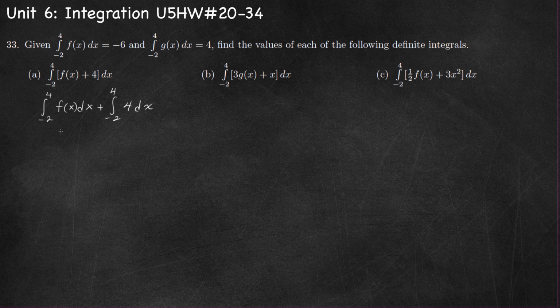And we're told the integral of f from -2 to 4 is -6. But we have to find the integral of 4 dx from negative 2 to 4 ourselves. So the antiderivative of 4 is 4x, and we're going to evaluate that from negative 2 to 4. So we get negative 6 plus, and then I sub in my top number, 4 times 4 is 16, minus, sub in the bottom number, 4 times negative 2 is negative 8. So that's 16 plus 2 is 18.